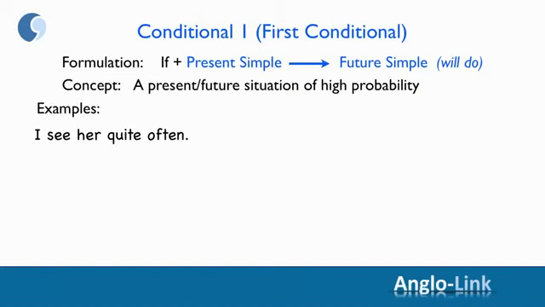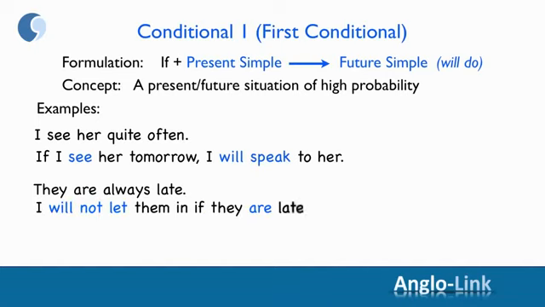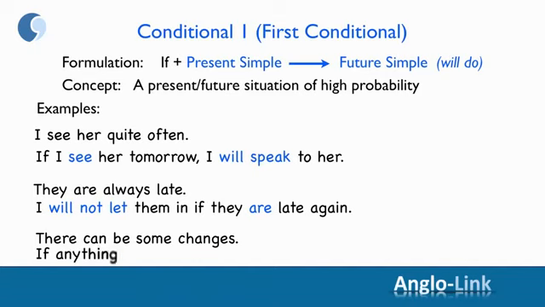I see her quite often, so there is a high probability that I will see her tomorrow. If I see her tomorrow, I will speak to her. Another example. They are always late, so there is a high probability that they will be late again. I will not let them in if they are late again. A final example. There can be some changes. There is a high probability of changes. If anything changes, we will let you know.